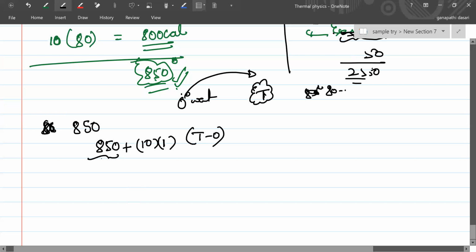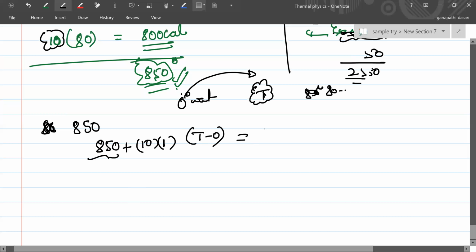Are you getting this? Yes, sir. Plus, it will go to some temperature, right? Because there is still further possibility. Yes, sir. It means 10 into 1 into T minus 0, because it's starting at 0 degrees and will go to some temperature T. Yes, sir. That is equal to, it's 10 grams, right?